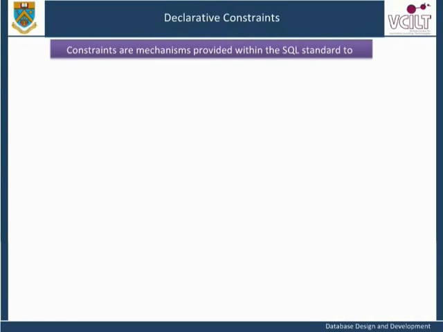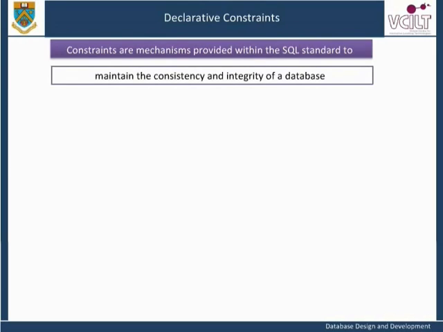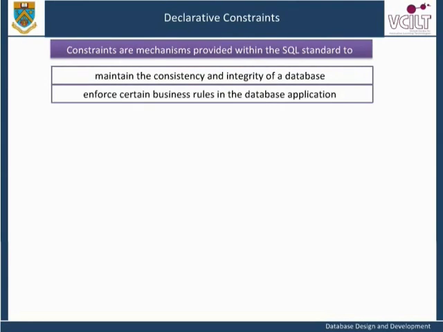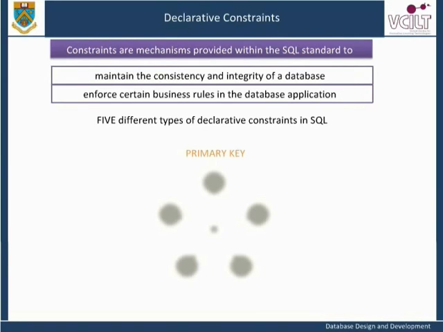Constraints are mechanisms provided within the SQL standard to maintain the consistency and integrity of a database, and at the same time enforce certain business rules in the database application. There are 5 different types of declarative constraints in SQL that can be defined on a database column within a table, and they are as follows: primary key, not null, unique, check, foreign key.